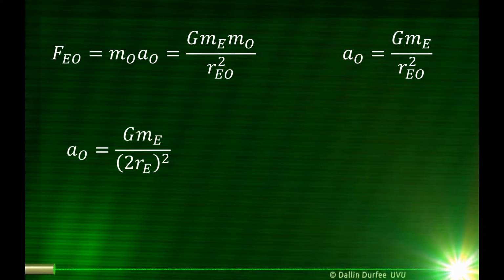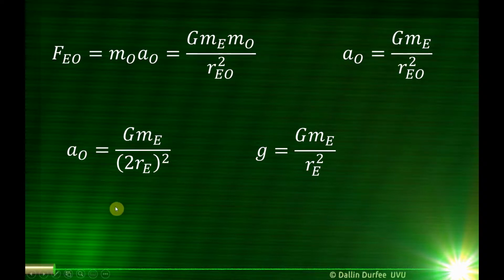The object is 1 Earth radius above the surface. That means it's 2 Earth radii from the center of the Earth. But of course, if we were just right on the Earth, the acceleration due to gravity would just be g. So if I plug in just the radius of the Earth for the distance between the center of the Earth and the object, I would get g.